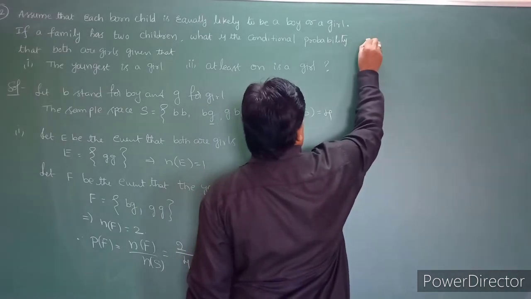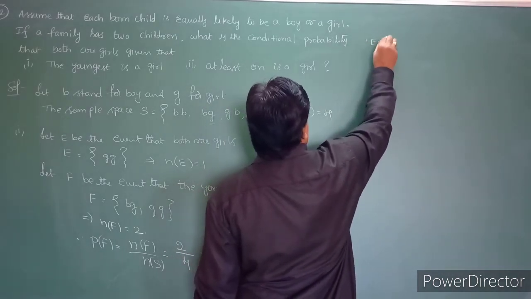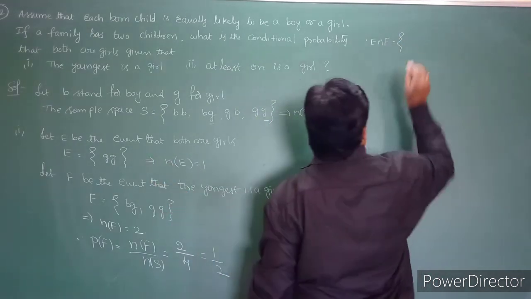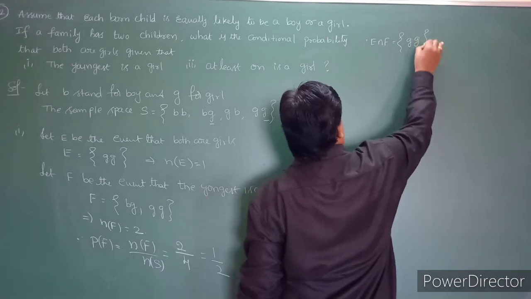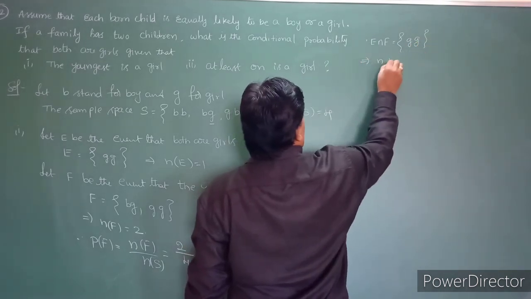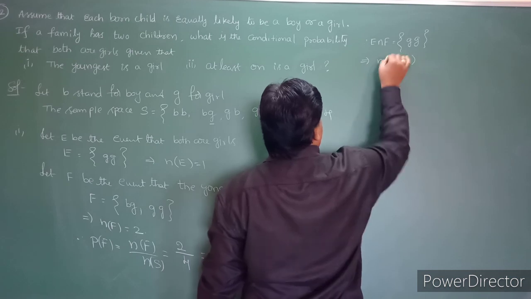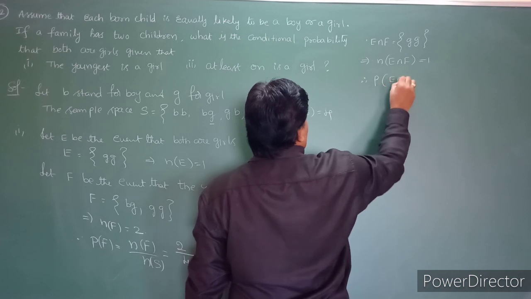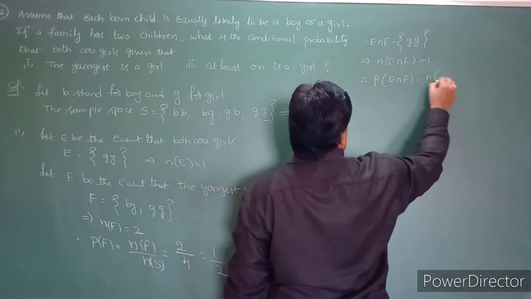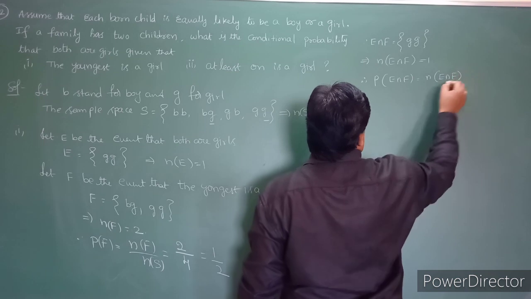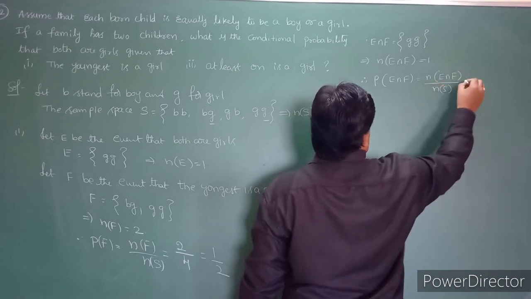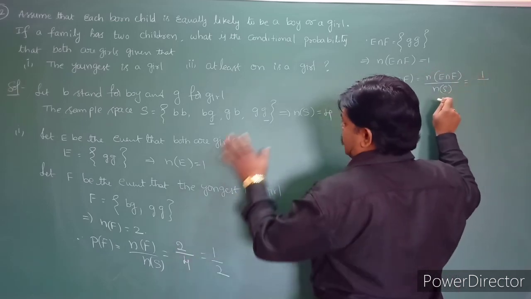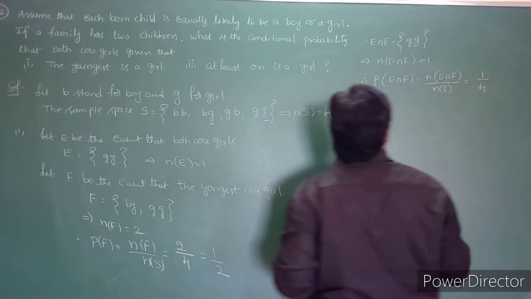Next, E intersection F. What is the common event for these two? Only one, that is GG. So that implies N of E intersection F is equal to 1. Therefore, the probability of E intersection F is equal to N of E intersection F by N of S, that is 1 by 4.